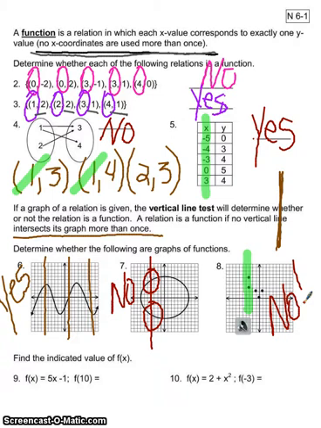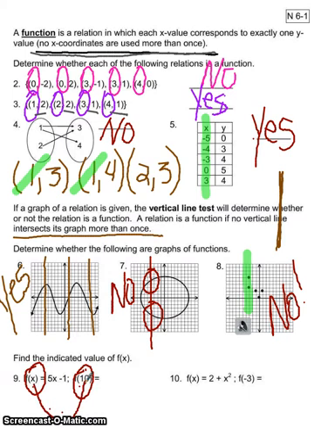Now let's look at number 9 and 10. What we're doing on 9 and 10 is we're giving you an equation, 5x minus 1. And I want to know what is the value of this when I plug in 10 for x. Let's talk about how I know to plug in 10 for x. I have a 10 here, and I have an x here. So that's telling you that you substitute this value for your x.